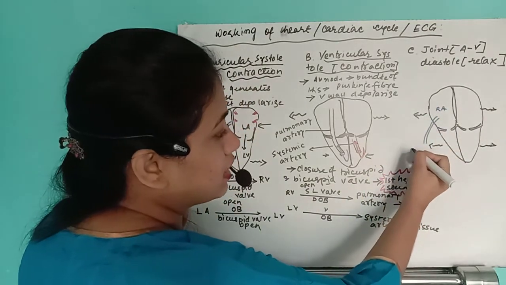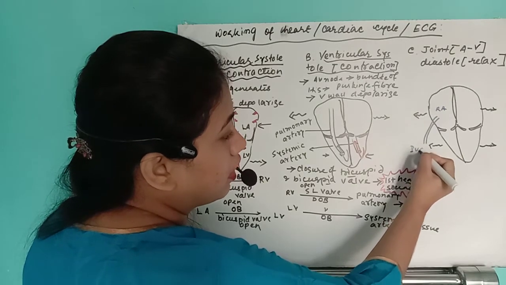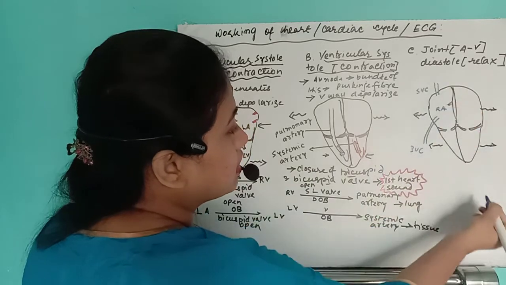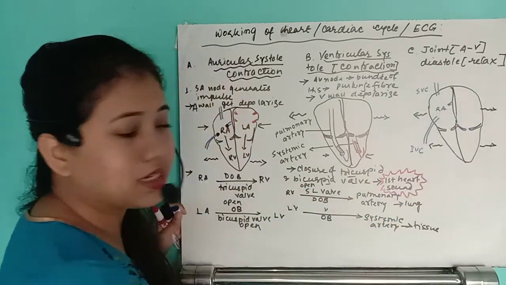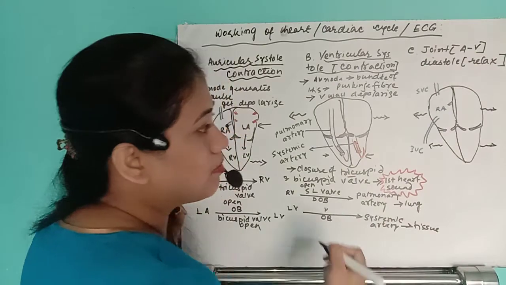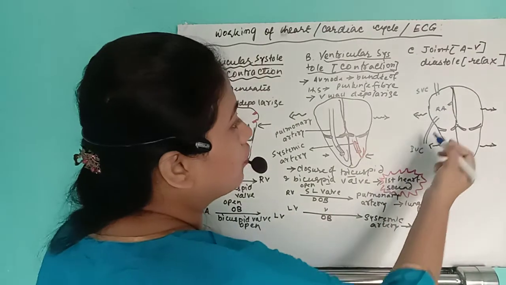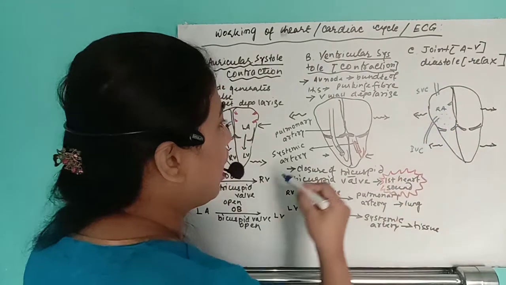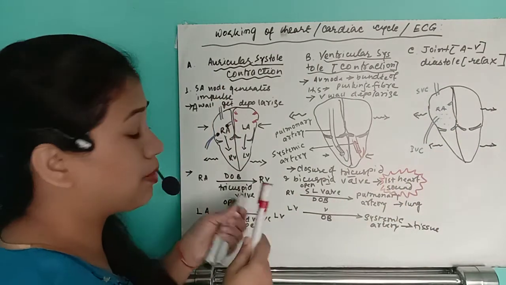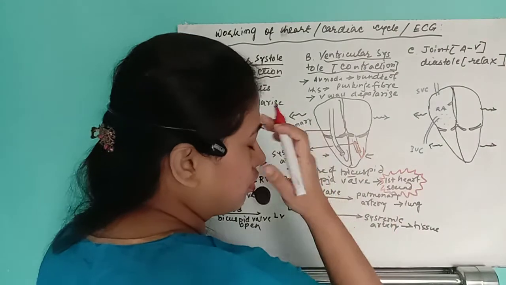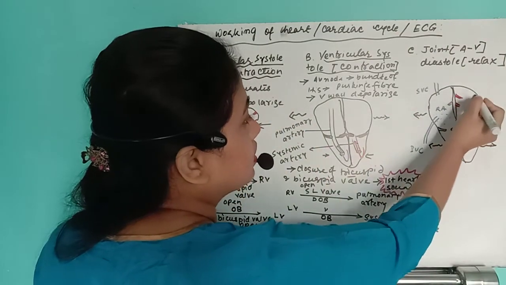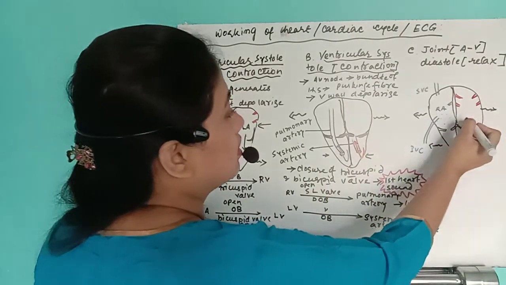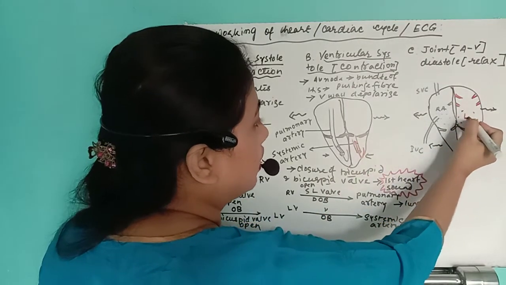From the lower side it is the inferior vena cava, from the upper side it is the superior vena cava, and from this side it will be the coronary sinus. All of them will take the deoxygenated blood to the right atrium, and from the left side the pulmonary veins will take the oxygenated blood from the lung, and the blood is still filled in the left auricle.